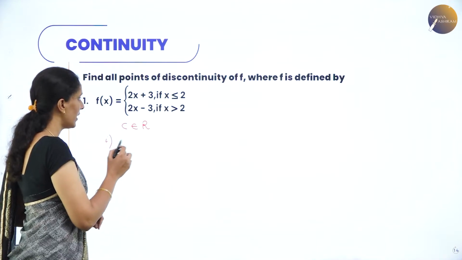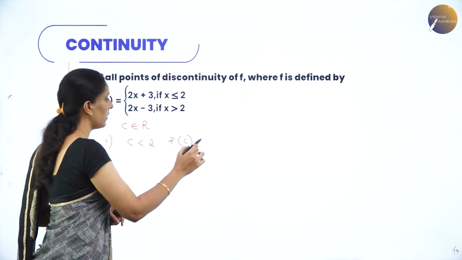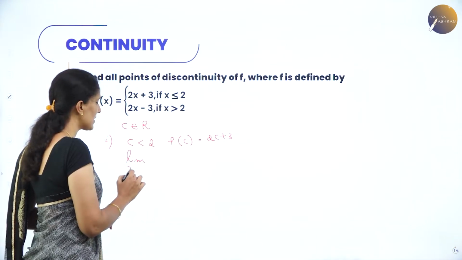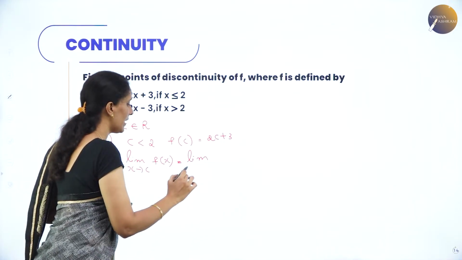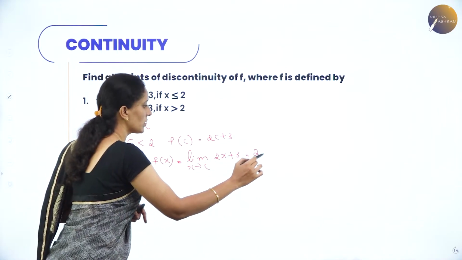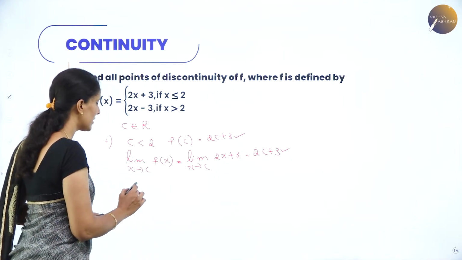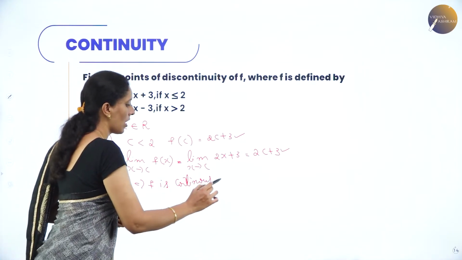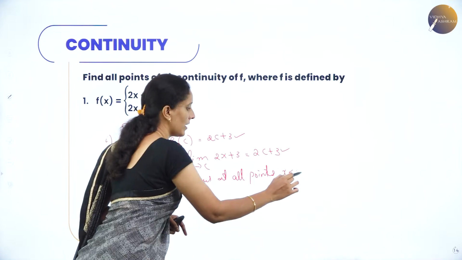The very first case, if c is less than 2, then f of c will be equal to 2c plus 3. Now let me define the limit as x tends to c of f of x. So here we have the limit as x tends to c of 2x plus 3, which can be taken as 2c plus 3. So clearly these two are equal. So whenever these two are equal, this implies f is continuous at all points where x is less than 2.